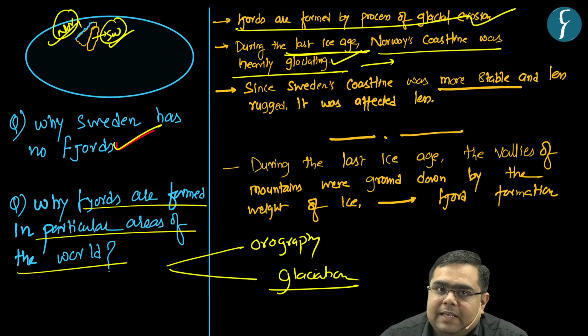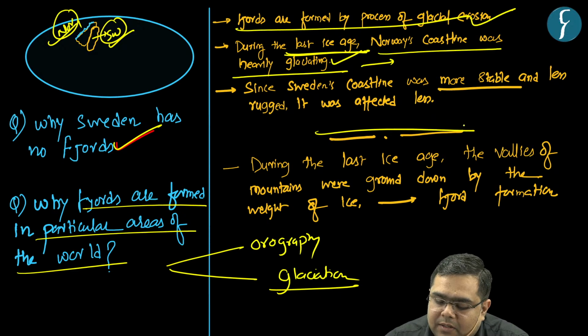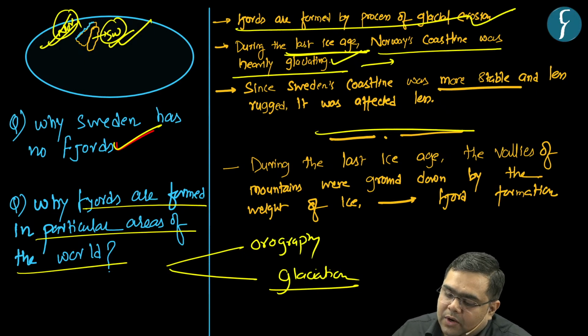And then why is it that Sweden does not have any fjords? The reason being, the coastline of Norway was inundated already. Because, sorry, Norway's coastline had mountain ranges, whereas the coastline of Sweden was not rugged in nature, it was stable, and it was located on a plateau. So that is the reason that there are no fjords in Sweden, and there are fjords in Norway.